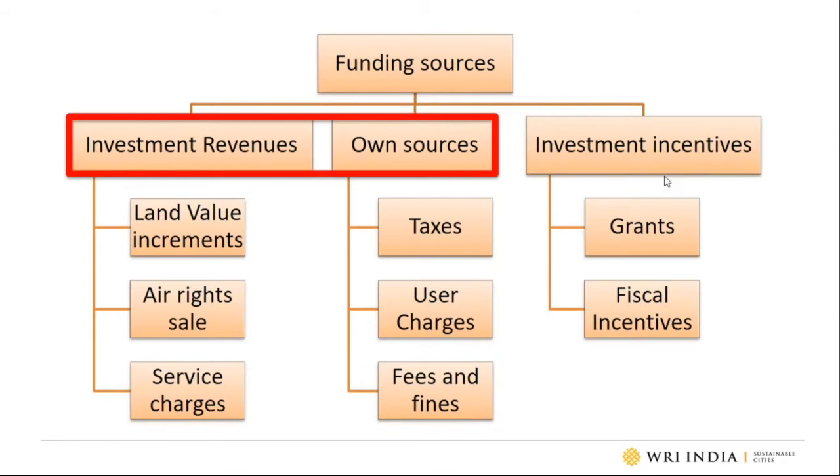Let's look at funding sources in more detail. Investment revenues are the revenues generated by TOD investment itself in the form of direct payments received in return for products and services. In the case of TOD, investment revenues can include revenues returned from service charges, land value increments, and air rights sales. Land value increments are revenues gained through land value capture. In land value capture, a public authority harnesses increases in the value of the land that are due to public actions or investments.